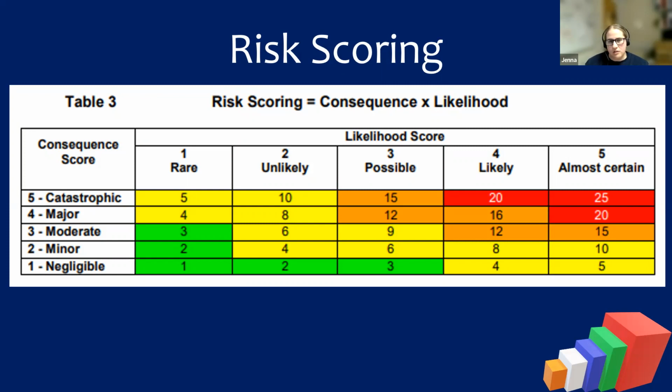And the risk scoring is obviously put in place to determine the overall level of risk. So it's looking at the likelihood, so when is it going to occur, or how often is it likely to occur? But also we look at the consequence. And we're going to look at the consequences first.